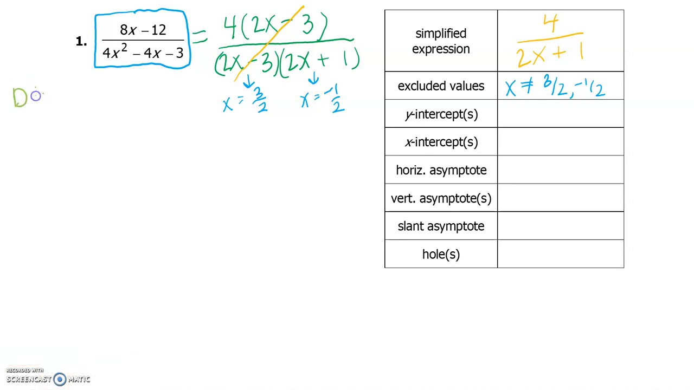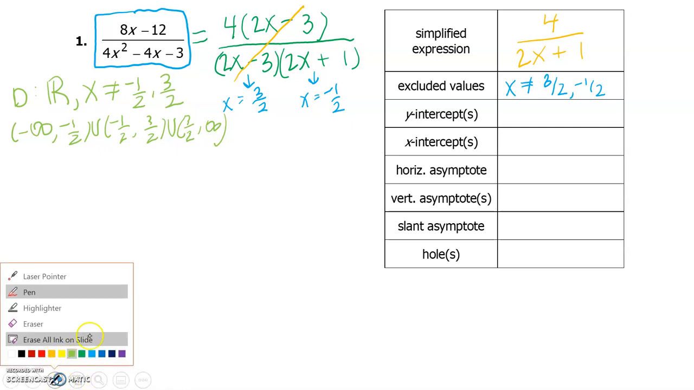Didn't ask us for it, but if we were asked for the domain of this function, the domain of this function would basically be all real numbers except for those two excluded values. Or you could write it in interval notation from negative infinity to negative 1/2, which was skipped over, to then 3/2 to infinity. But that's excluded values.